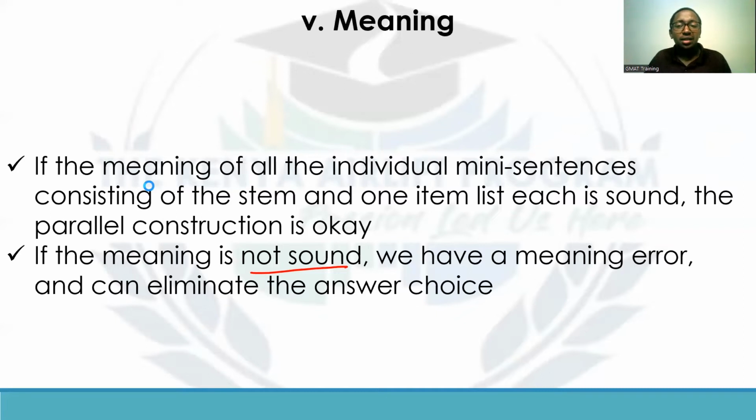So you have checked that the individual sentences are okay. If the meaning is okay, and the parallel construction is okay, as we have done in the last example, then the choice stands. If the meaning is not sound, you have a meaning error, which is a serious error, so you can eliminate that answer choice. So what should we watch out for when dealing with parallelism?